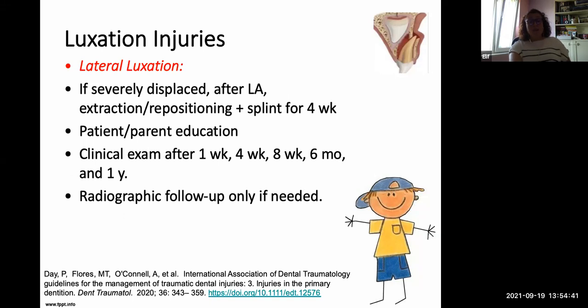But sometimes, if it's severely displaced, we should make local anesthesia and make extraction, or we might reposition with special care to avoid any trauma to the underlying permanent tooth germ, plus splinting for 4 weeks. Patient-parent education is important, and clinical examination extending to 1 year is important. Radiographic follow-up is only required if we are suspicious about any problem.